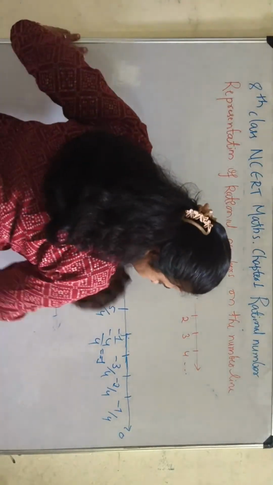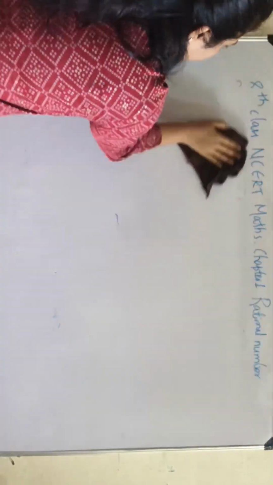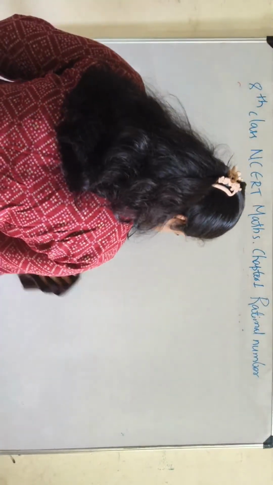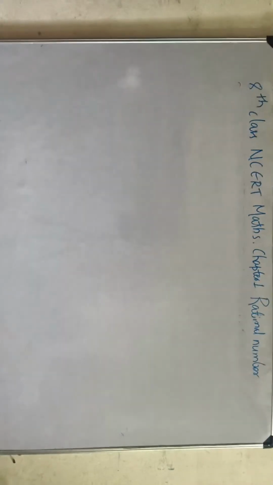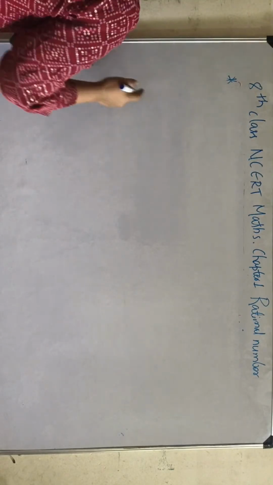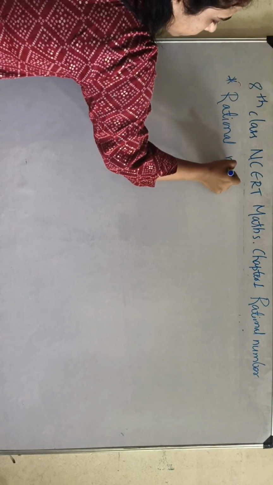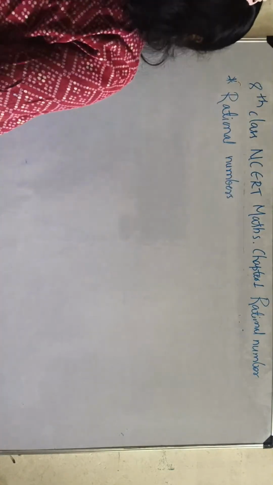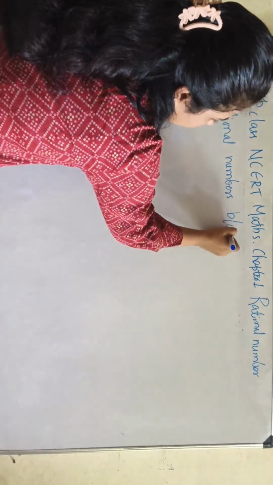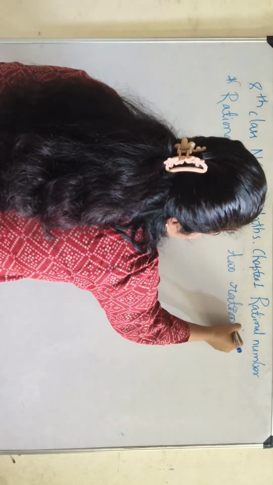Now we'll see how many rational numbers there are in between two rational numbers. These are very important questions. See here. Now we are seeing the rational numbers between two rational numbers.